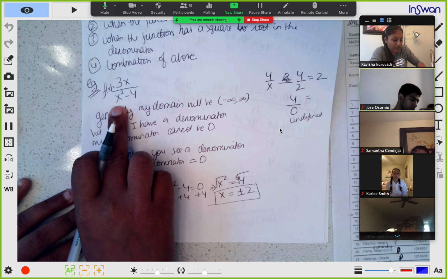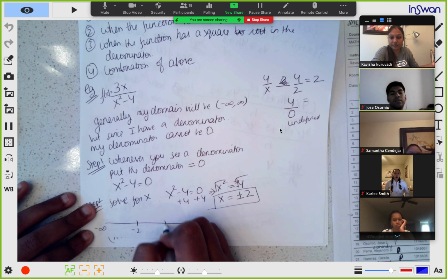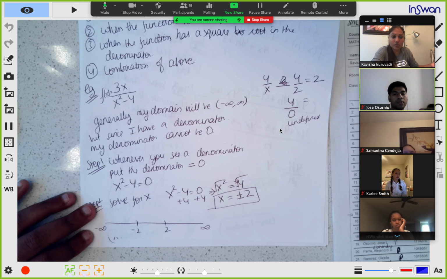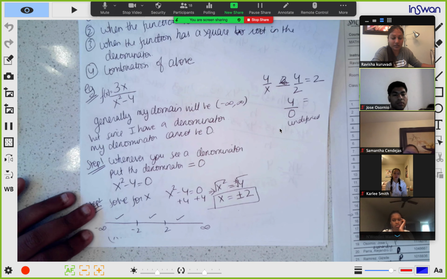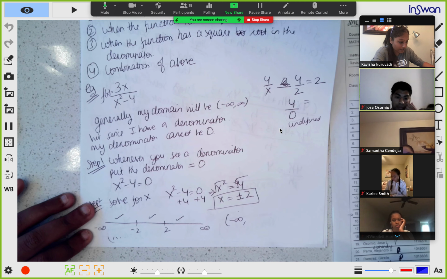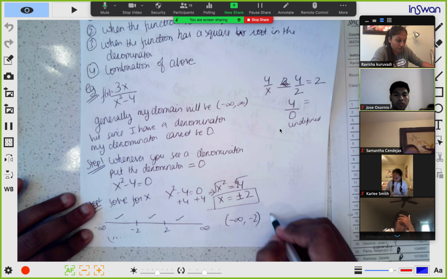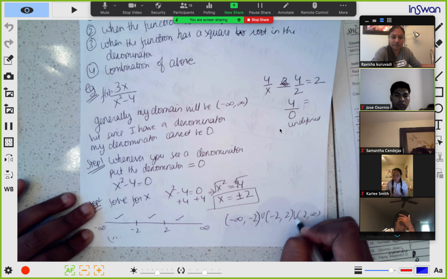So now if I make my number line here, I said minus infinity to infinity, all numbers are included, but negative 2 and 2 are not included. Now my domain is divided into 3 parts: 1, 2, 3. First is negative infinity to negative 2, then negative 2 to 2, then 2 to infinity. And you write it with the union symbol.